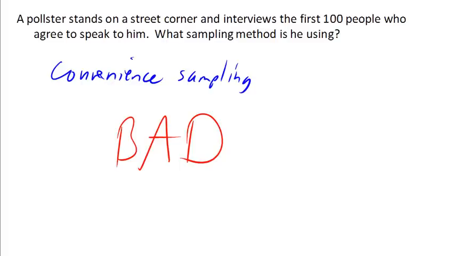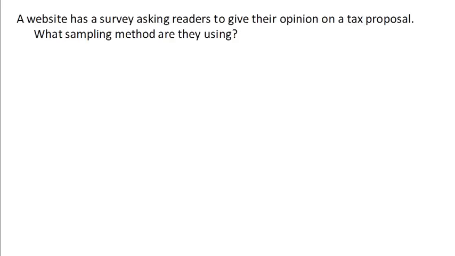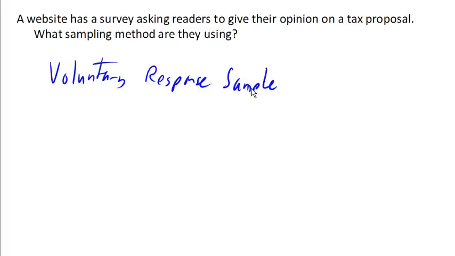Very similar, though, is this situation. A website has a survey asking readers to give their opinions on a tax proposal. What kind of sampling method are they using? This is called a voluntary response sample. And it is in many ways similar or related to the convenience sample, because it is a convenience sample. The real key here is that the sample is volunteering to be part of the study. What tends to happen is that it's skewed towards people who either have a really strong opinion on the matter, or just have way too much time on their hands and enjoy filling out surveys. So this, again, tends to be a bad method for choosing a sample.